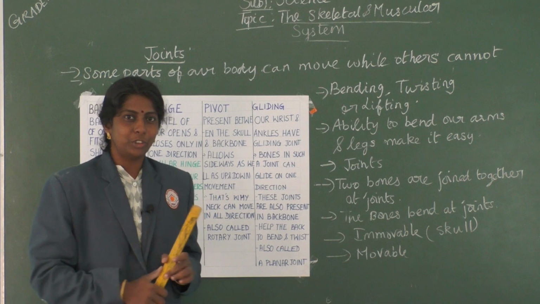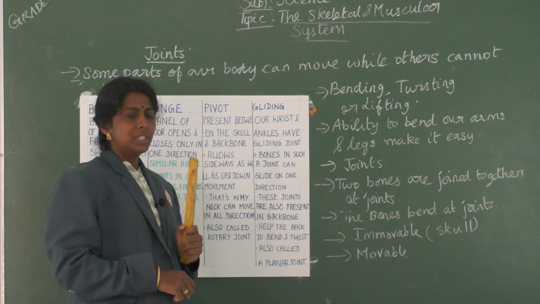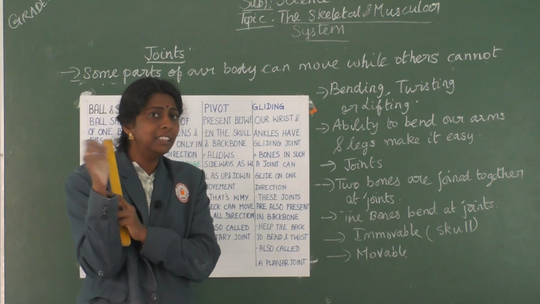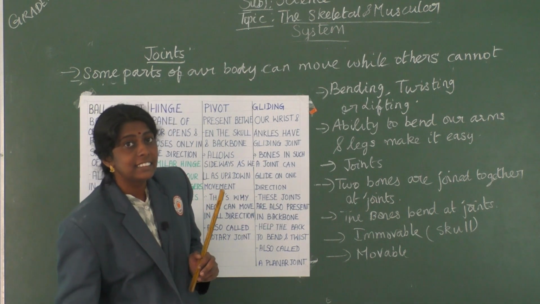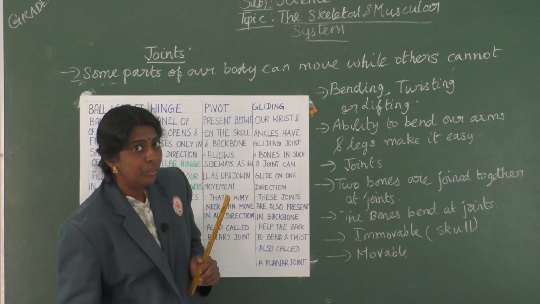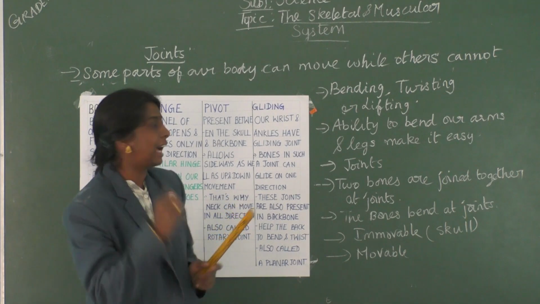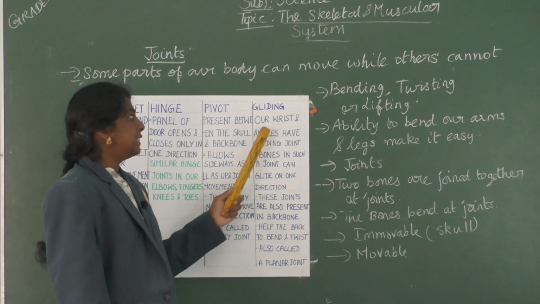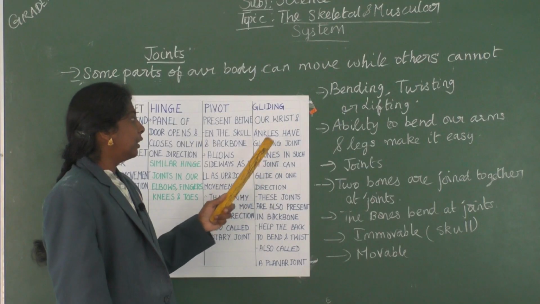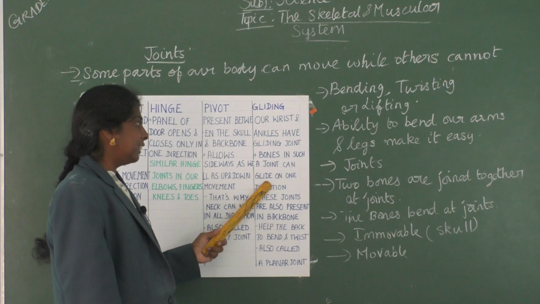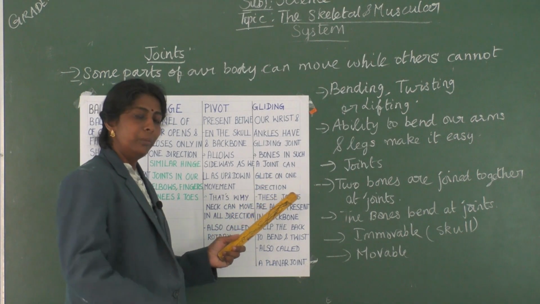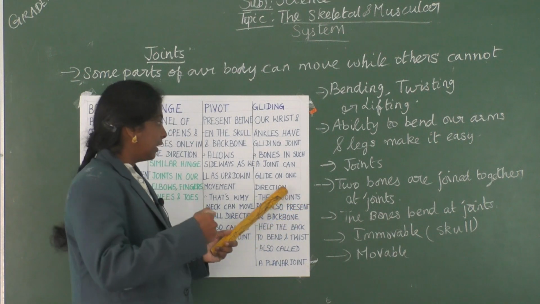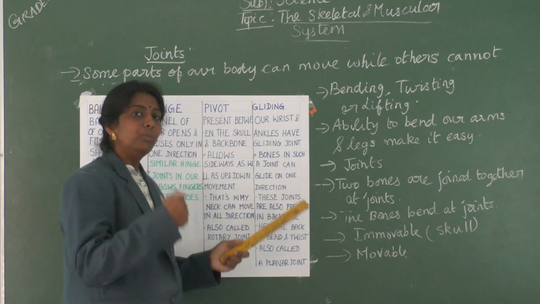Now the fourth type of joint, that is the gliding joint. This gliding joint is present in our wrist and ankles. The foot and leg joined together, that is the ankle. Bones in such a joint can glide in one direction. So, the bones which are present in the gliding joint can glide in one direction.